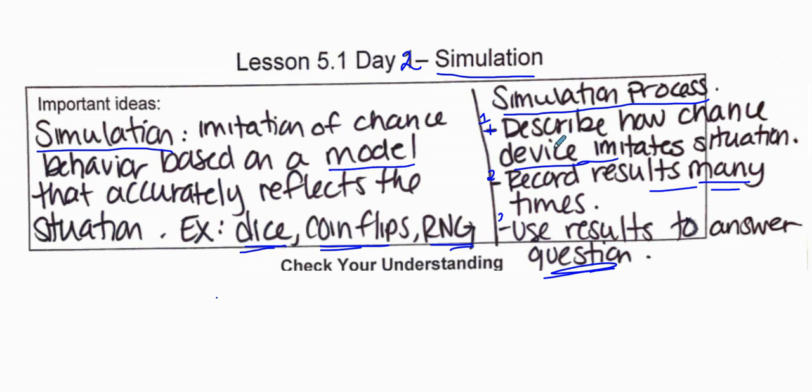The simulation process is essentially we're going to describe how chance devices imitate the situation, record results many times, and use the results to answer the question. We use simulations to potentially find out the probability of a certain event happening. All right, so imitation of a chance behavior, essentially to find out a probability for a certain situation. So without further ado, we're going to use the simulation process to answer a couple questions.